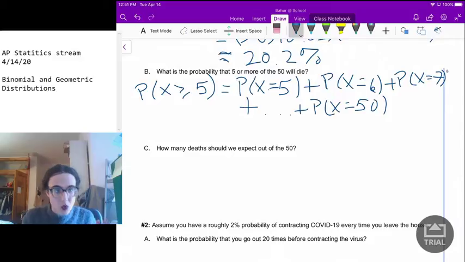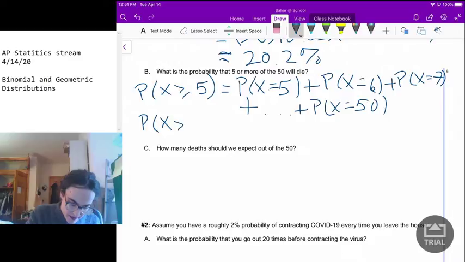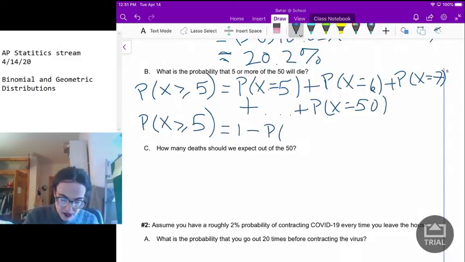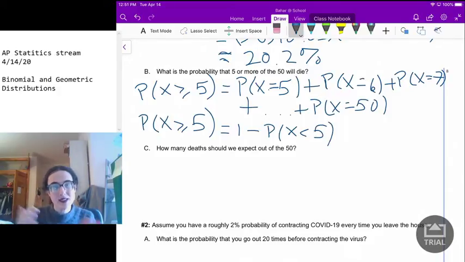So how do we do this, right? This is not one that we're going to want to do by hand. There's 45 different options. We could cut down on this by saying that the probability of having more than 5 deaths is the same as 1 minus the probability of less than 5 deaths. Instead of looking at 45 different options, now we would have 5 different options. But still, an easier way to go is the calculator. So let's do it with the calculator.